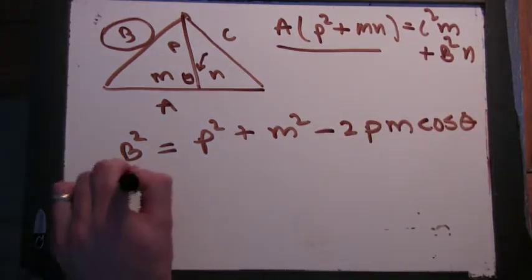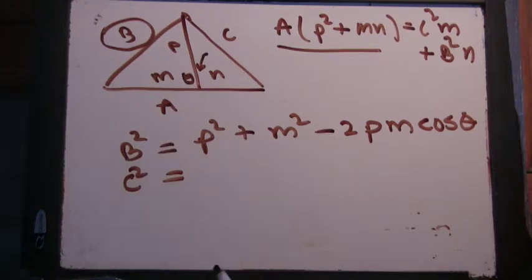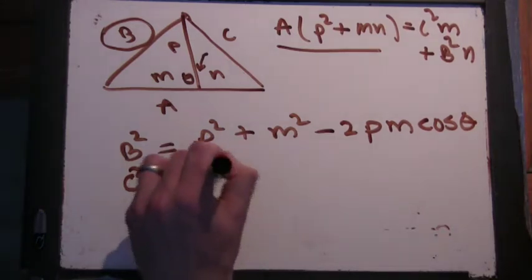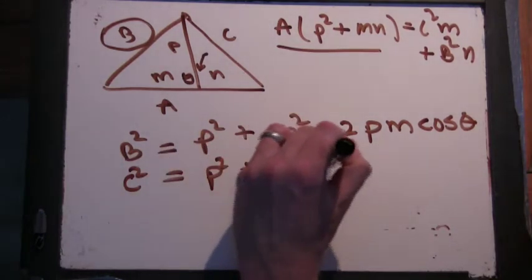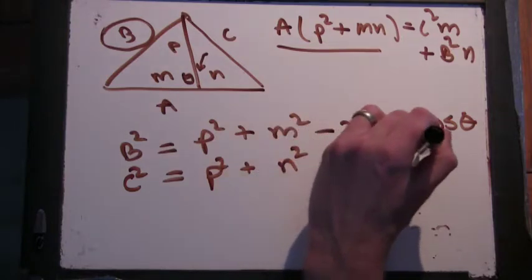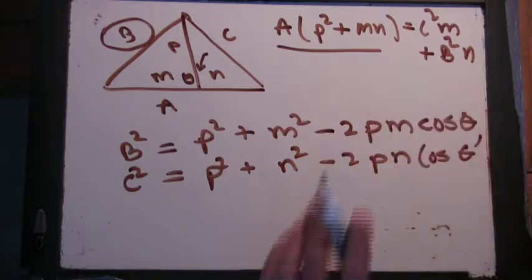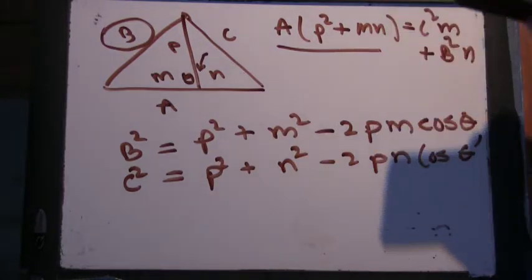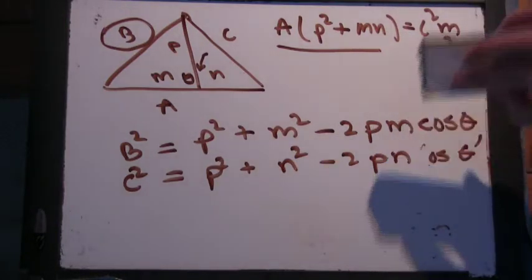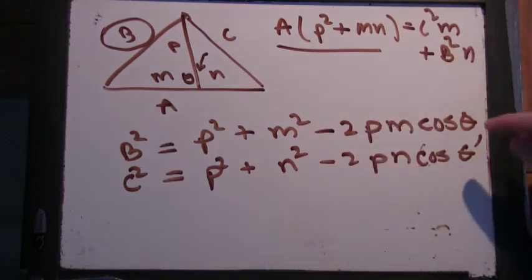Now what about c squared? What does c squared equal? So it's p squared plus n squared minus 2pn cosine 180 minus theta. So I'm going to call that theta prime just because I'm out of room. Okay, now what's the relationship between cosine theta and cosine 180 minus theta?